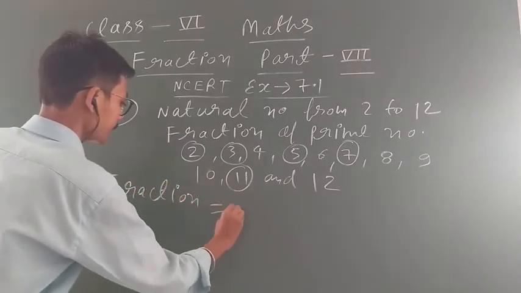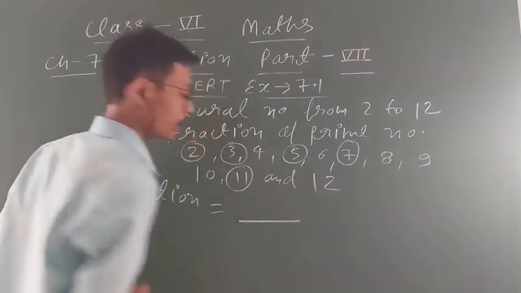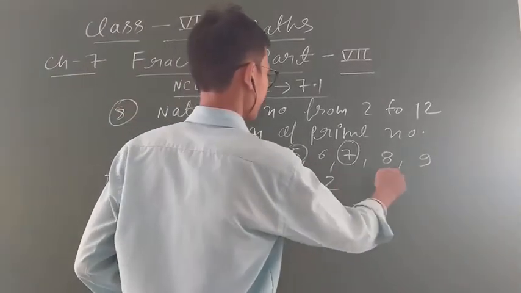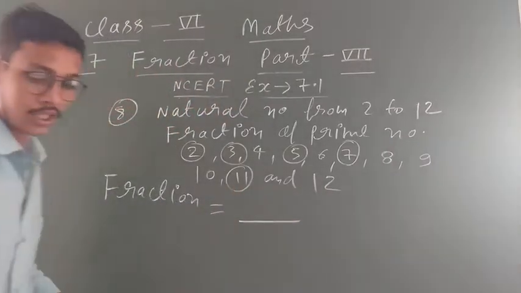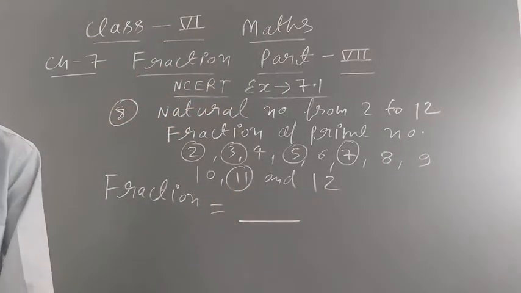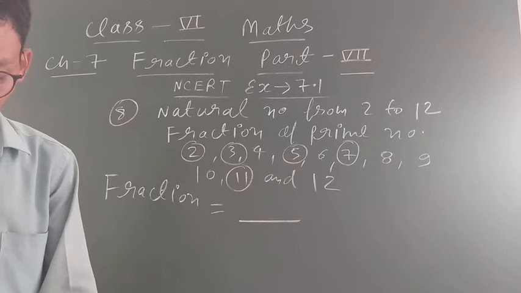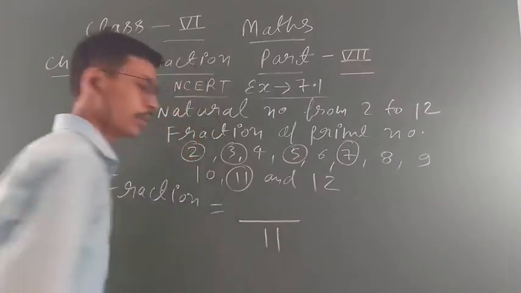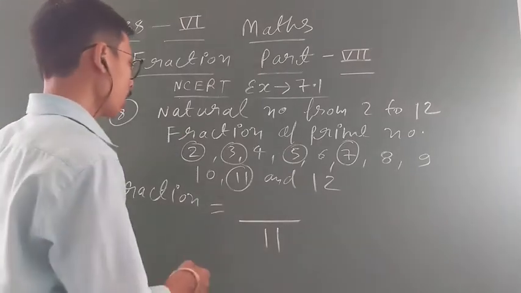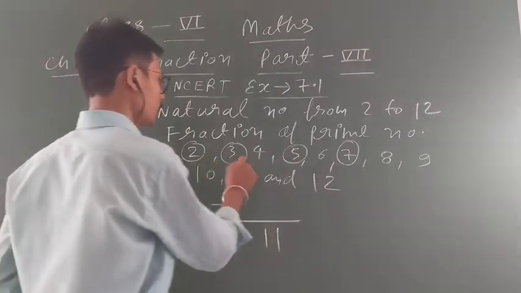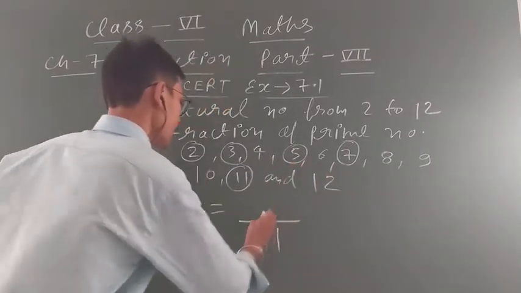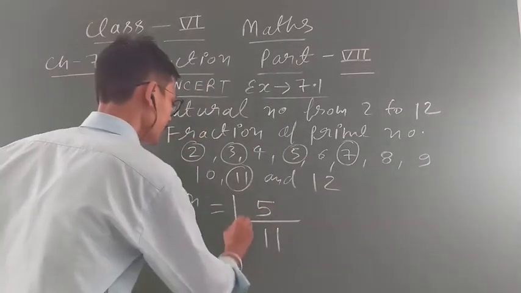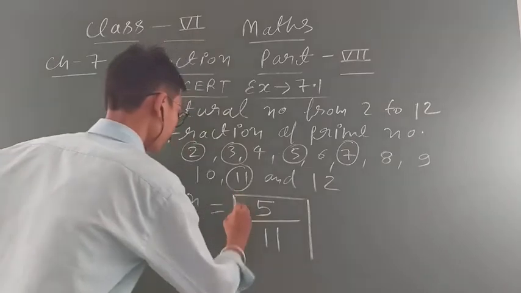So fraction, student, in the denominator you write the total numbers. How many total numbers are there? 1, 2, 3, 4, 5, 6, 7, 8, 9, 10, 11. Total how many numbers are given? When you count, you will find total 11 numbers are given. Now, how many prime numbers are there, student? 1, 2, 3, 4, 5. Total 5 prime numbers are given. Your answer is 5 upon 11.